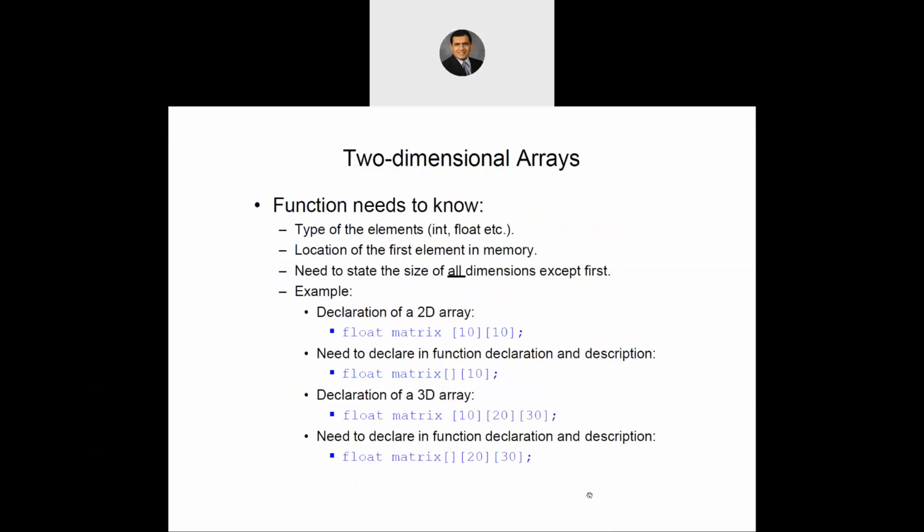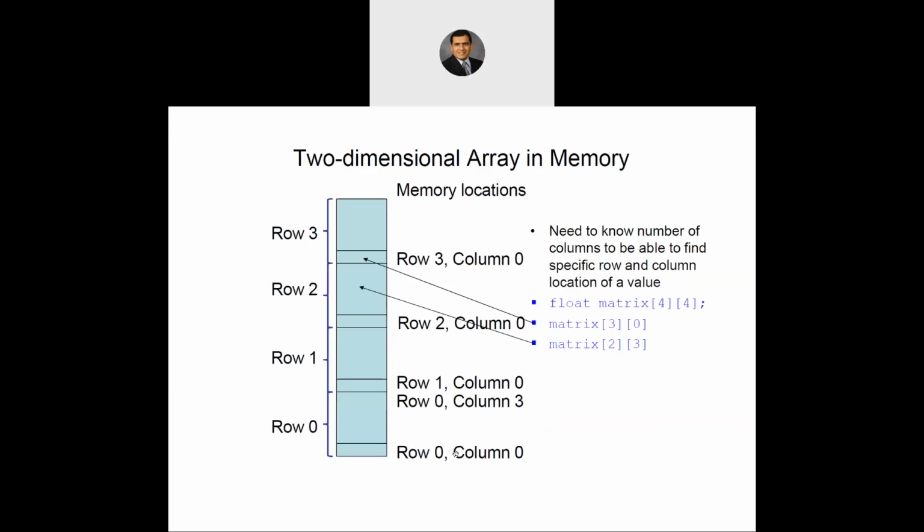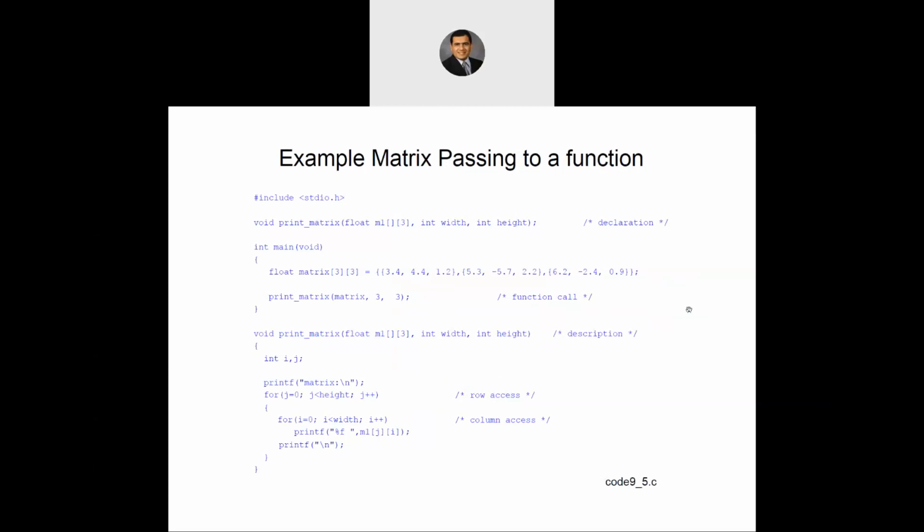Now, in two-dimensional arrays, what you need to do is mention the data type, the location of the first element, okay? And you need to say the size of all dimensions except the first one. For example, in two-dimensional, you don't need to mention the first one. You see, you can declare it in this way, or you can declare it in this way. If it's three-dimensional, you can declare it in this way, or you can declare it in this way. You don't need to mention the first one. Okay? Remember, two-dimensional, three-dimensional matrices, arrays. The first one is the size of the rows. The second one is the size of the columns.